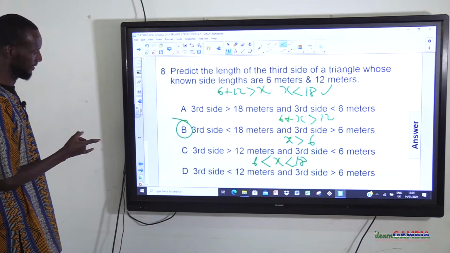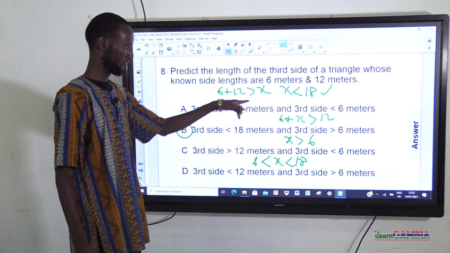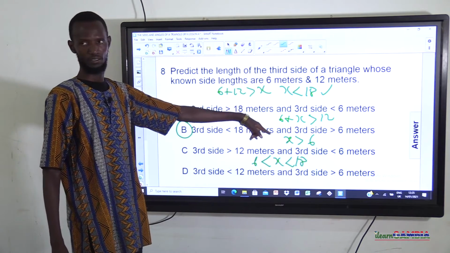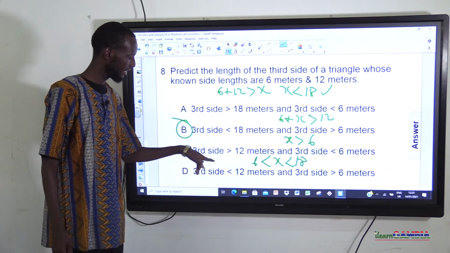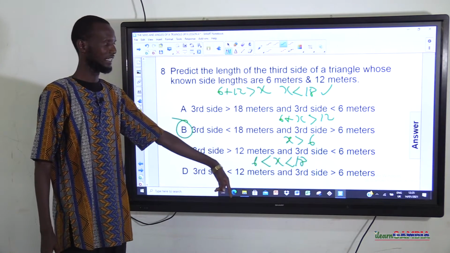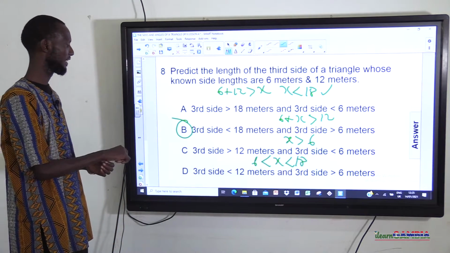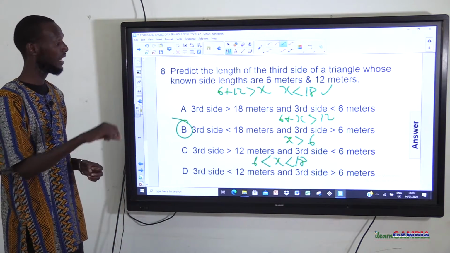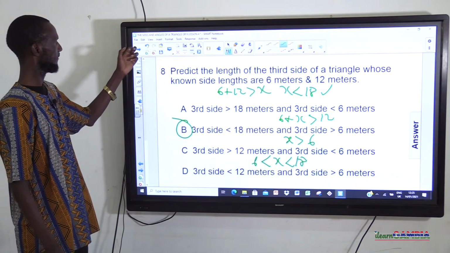How about the C? Third side greater than 12. We never had that anywhere. So that's out. D also, third side less than 12. We never had that anywhere. So the only correct answer is B, that says that the third side has to be less than 18 meters and the same third side has to be greater than 6 meters.